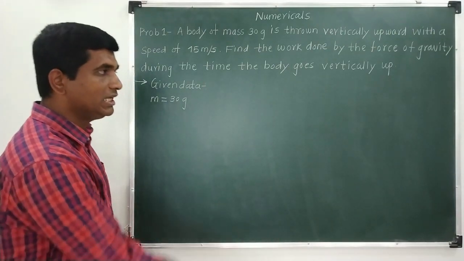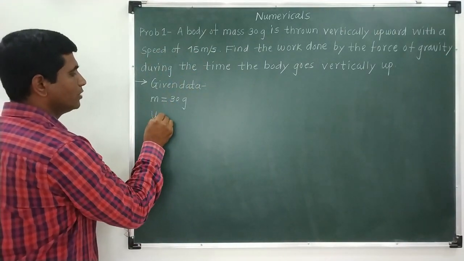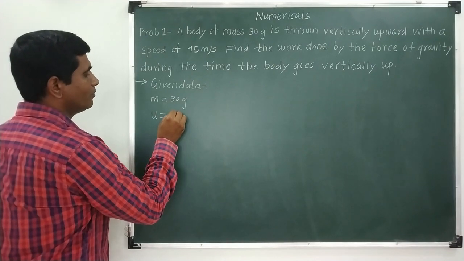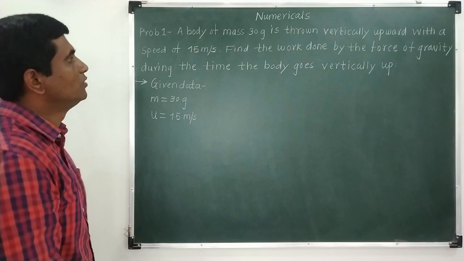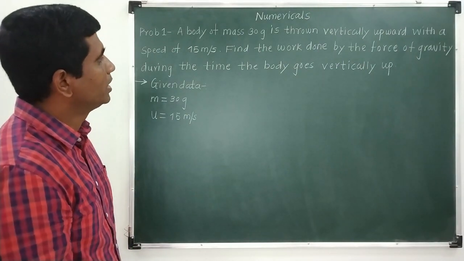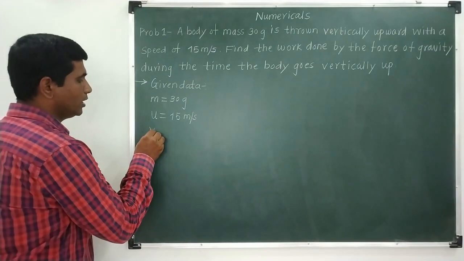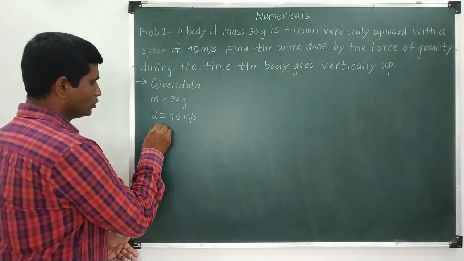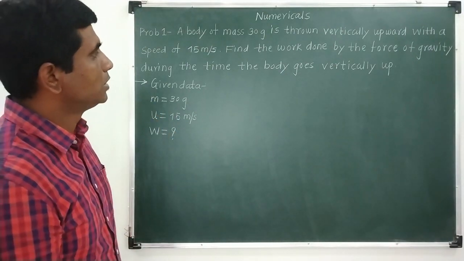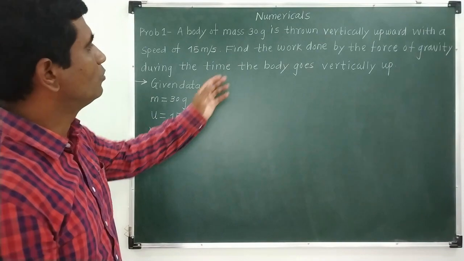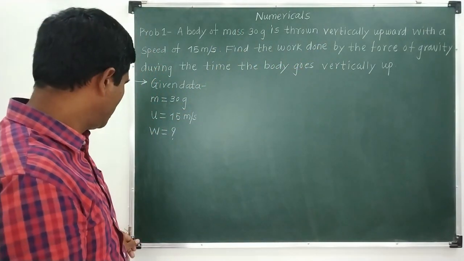So the body is thrown initially in the vertically upward direction. So whatever velocity is given, I note it down as an initial velocity, which is 15 meters per second. What has been asked is to find the work done by the force, meaning we have to calculate the work done. So W is equal to question mark. Find the work done by the force of gravity during the time the body goes vertically upward.